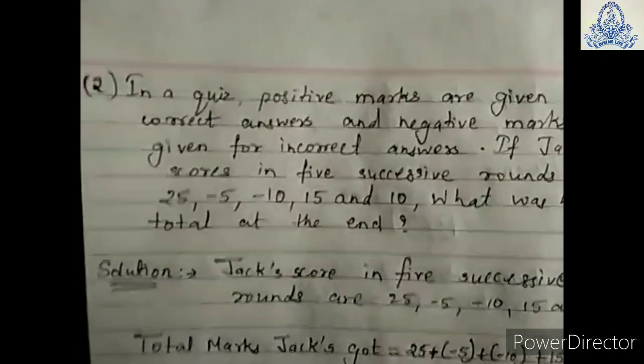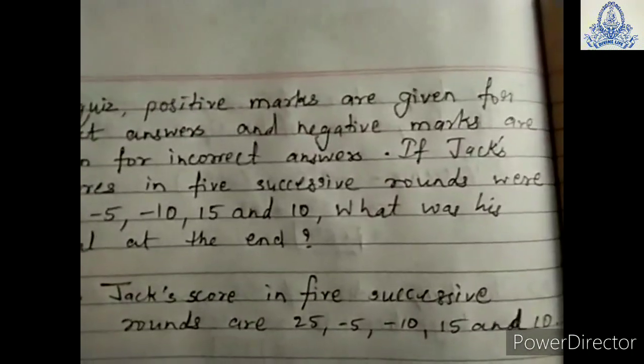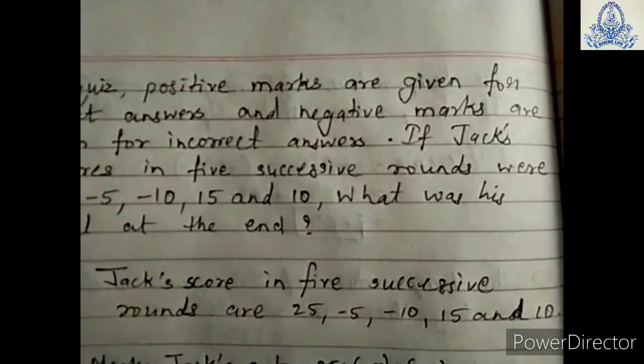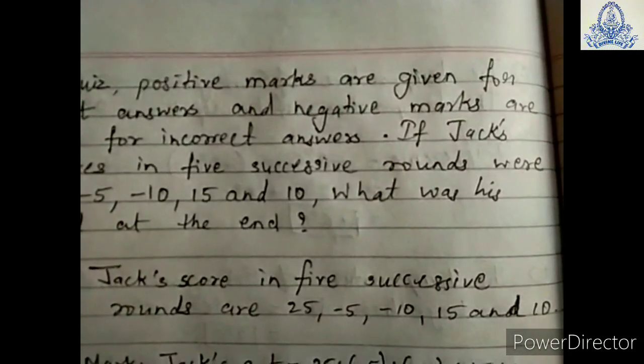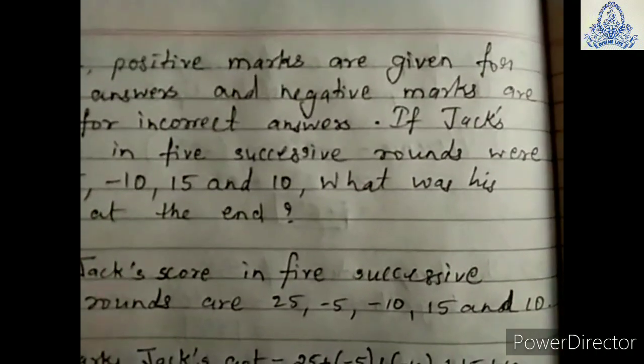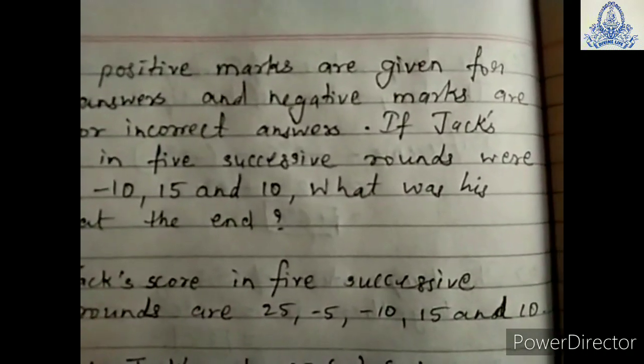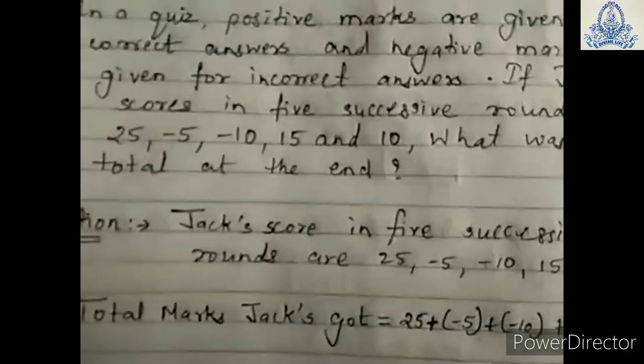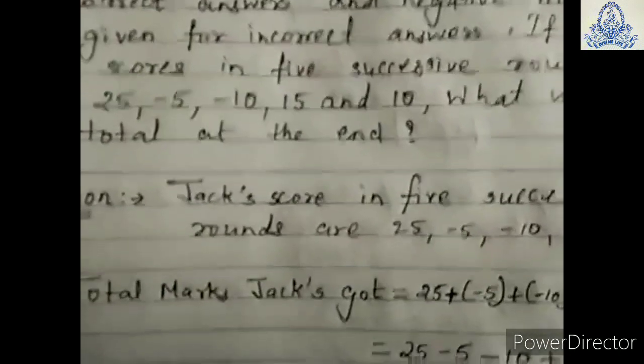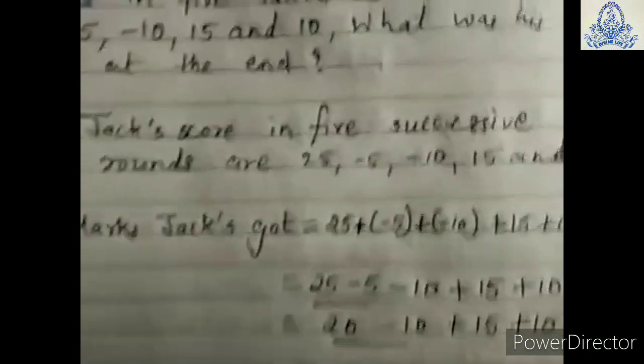So in the solution, you have to write that Jack's scores in 5 successive rounds are 25, minus 5, minus 10, 15 and plus 10. If we add all these numbers, we will write like this: the total marks Jack scored is 25 plus (minus 5) plus (minus 10) plus 15 plus 10.